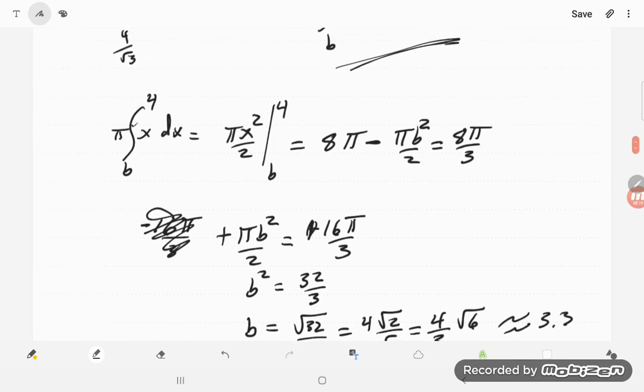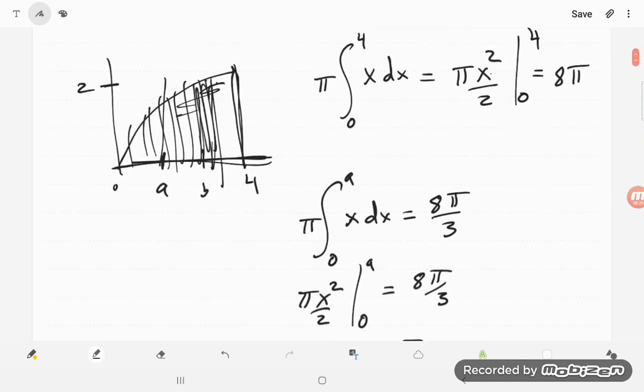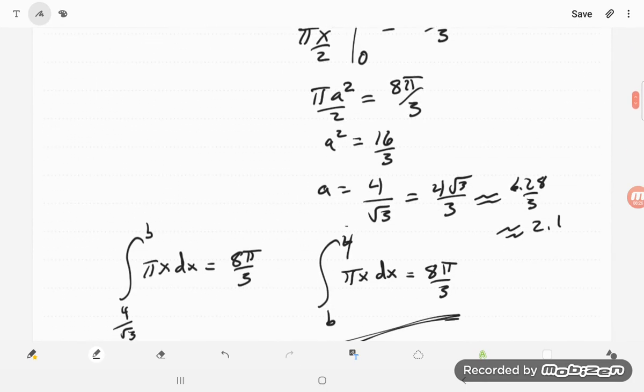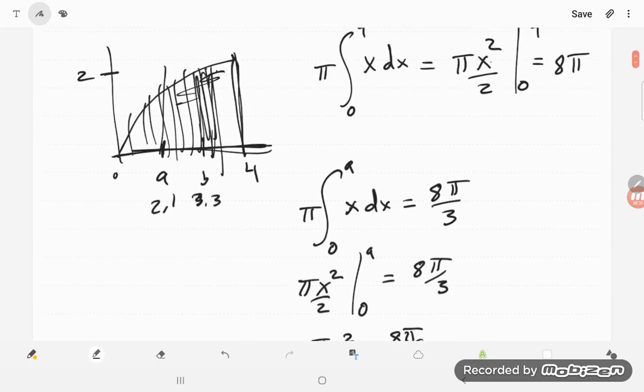And as you look at what it ought to be, right? We got an answer first around 2.1 and then around 3.3. That looks reasonable, right? Because I went more than halfway to get to A. And then I went more than halfway from A to 4 to get to B, and got that.